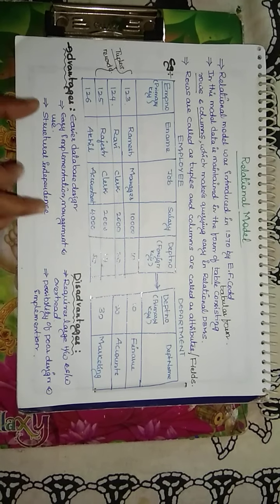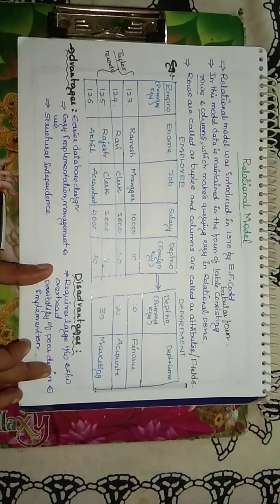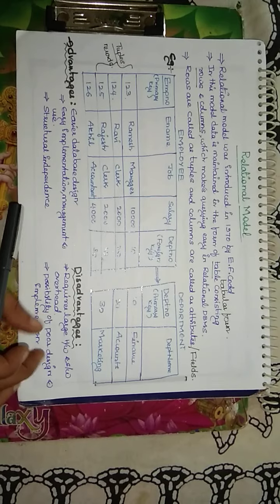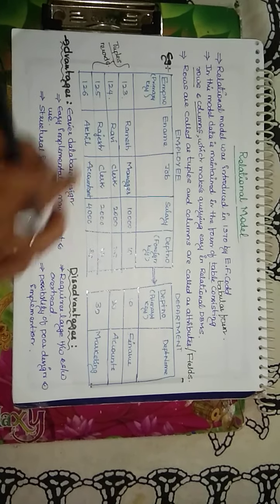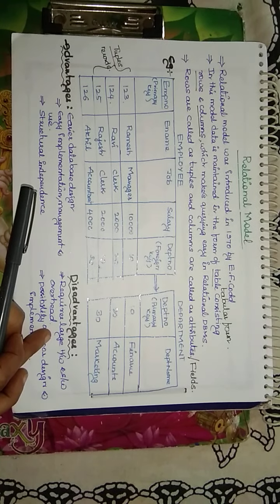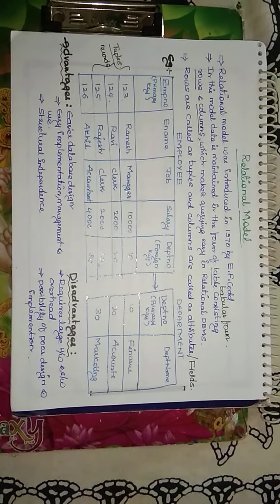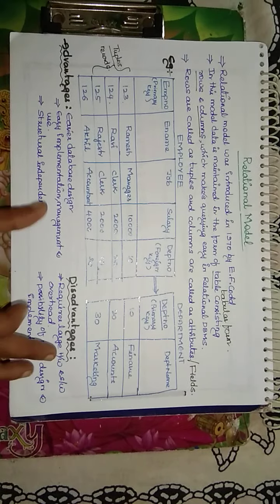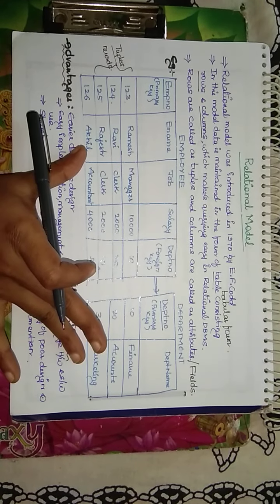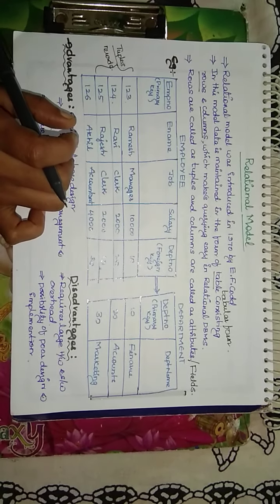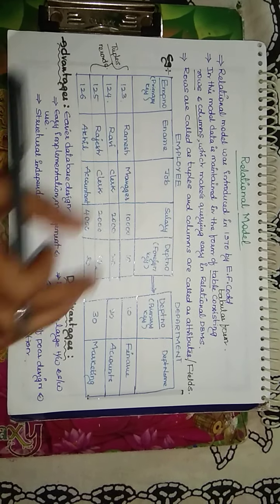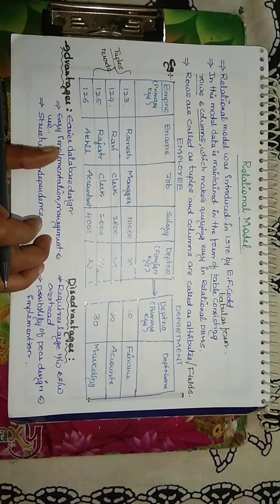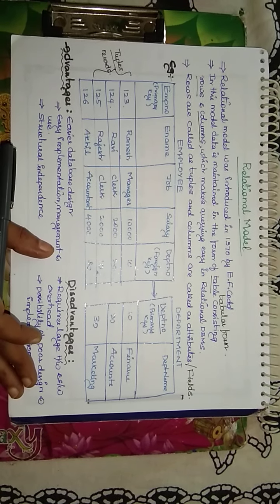Like we have some advantages, at the same time we have some disadvantages. It requires large hardware and software overhead. When we maintain the relational database model, we need large hardware and software. And there is the possibility of poor design and implementation. Sometimes when the data is large, the implementation is somewhat hard. So using the relational database model, we have some advantages and at the same time some disadvantages.